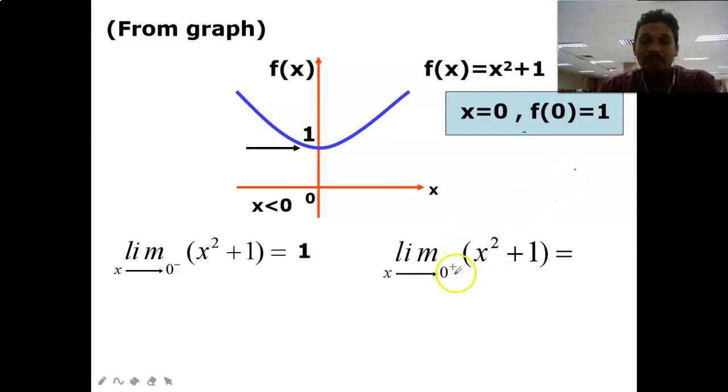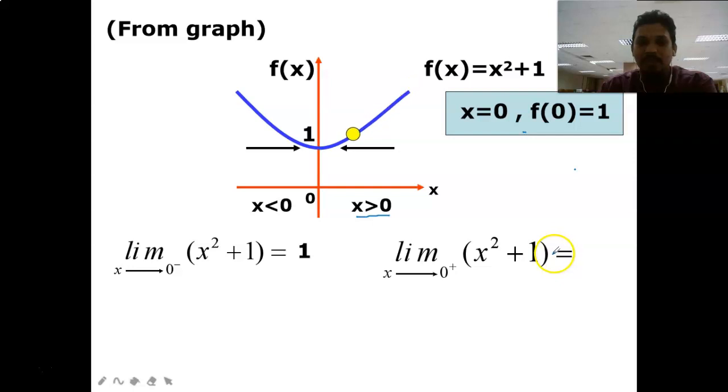And the limit as x approaches 0 from the right. The problem mentions x greater than 0, so it is the right direction. When x approaches 0, opposite of the left one, as x gets closer, we just substitute x equal to 0. 0 squared plus 1 equals 1.